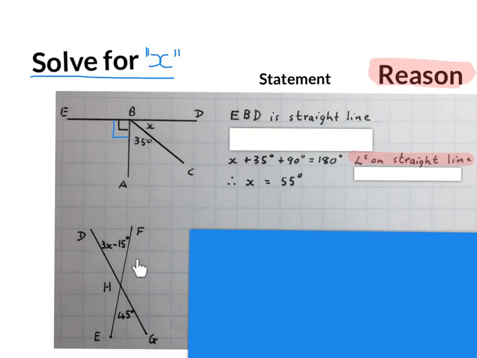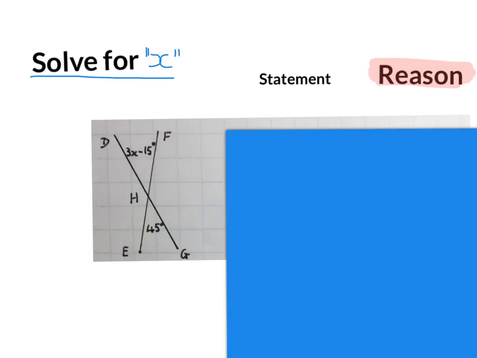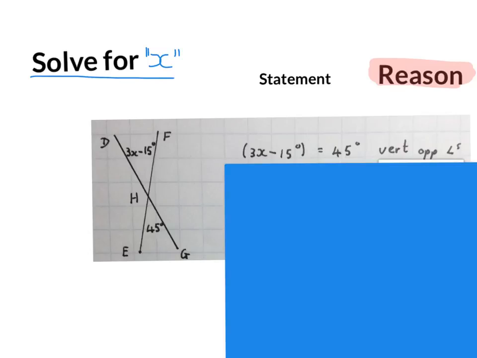So here is our second rider. They're still asking solve for x. Must make statements and write reasons. I just removed the first problem, so let's do this one now. One way of answering it is you can write 3x minus 15 degrees equals 45 degrees. So that angle is equal to that angle because they're vertically opposite angles.